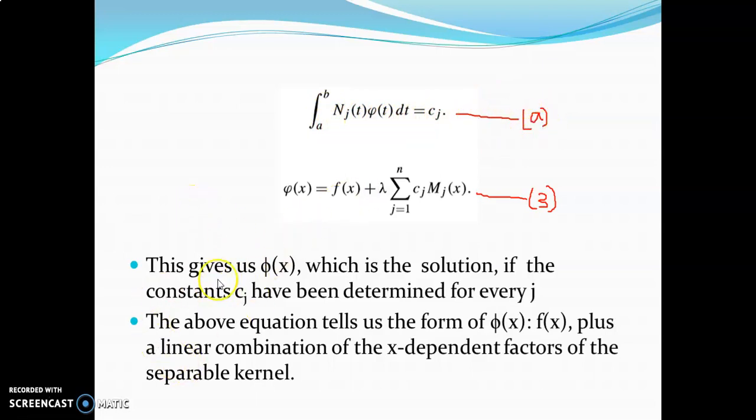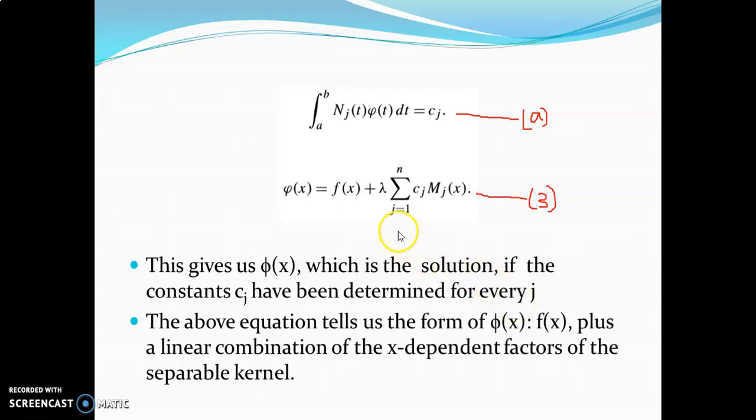So, now from equation number 3 we can see that equation number 3 gives phi of x, which is nothing but the solution. So phi of x is equal to f of x plus lambda summation j equal to 1 to n cj into mj of x. The mj's are known, m1, m2, m3 are known, where n is the number of terms in the kernel. So if there are 2 terms, j equal to 1 to 2, then we have to determine C1 and C2 to get the solution. So the solution is known if the constants Cj have been determined for every j.